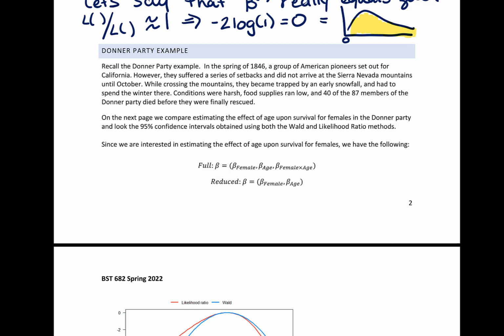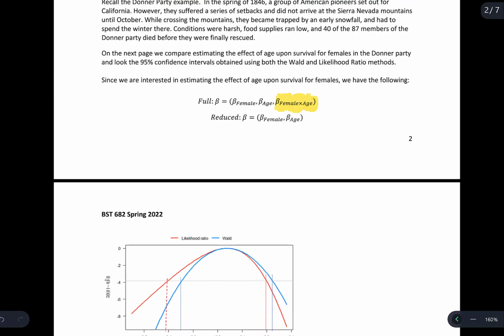If we think of the full model, it's going to contain 3 coefficients: one for female, one for age, and one for the interaction term. The reduced model would only contain female and age. So the parameter that we're going to set to a constant is that interaction term, and we're going to think of it as being equal to 0 for our hypothesis test.